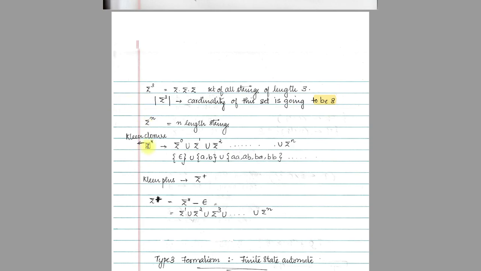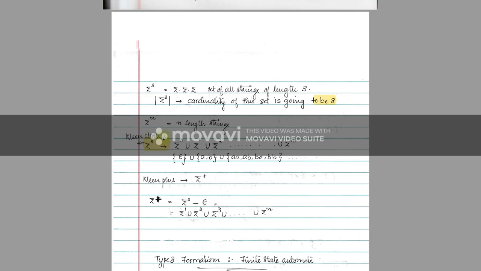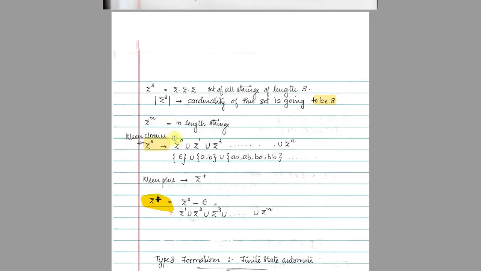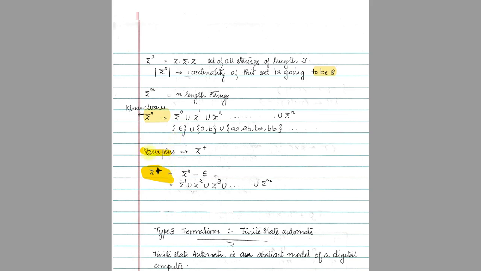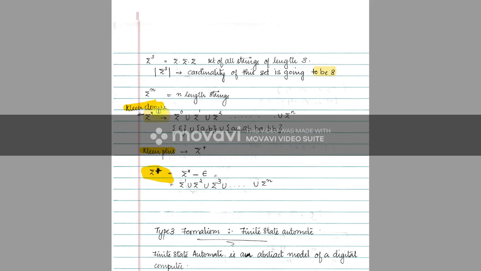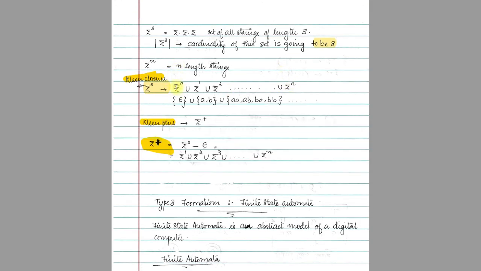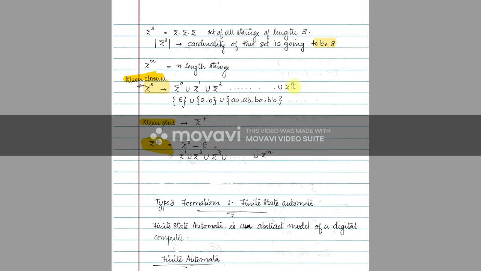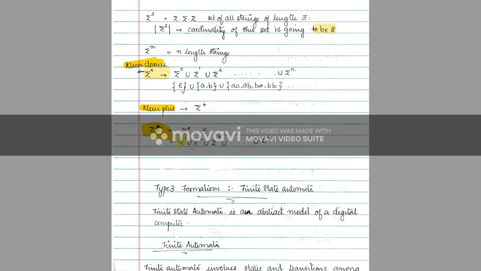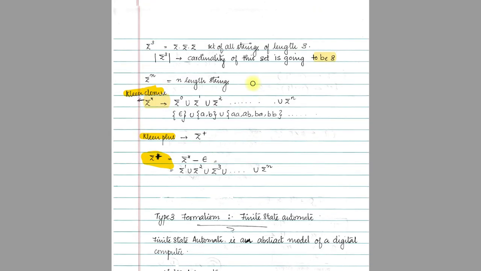Now, the next important portion of powers of sigma is sigma raised to star and sigma raised to plus. Sigma raised to star is also called Kleene closure, and sigma raised to plus is Kleene plus. Kleene closure means 0 or more occurrences of that particular input symbol, and sigma plus means 1 or more occurrences. So sigma star is sigma raised to 0, sigma raised to 1, sigma raised to 2, that is, the set of all strings of length 0, length 1, length 2 up to length n. And sigma plus means sigma raised to 1, that is a single occurrence, and strings of length 1, length 2, length 3 up to length n. These are the powers of alphabets.